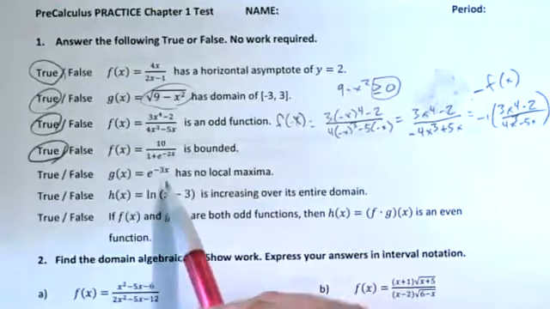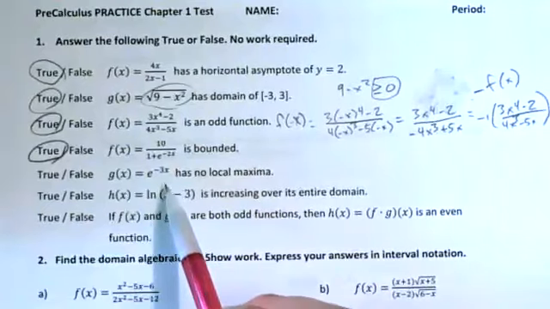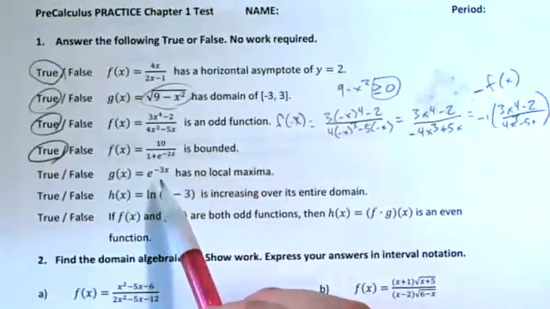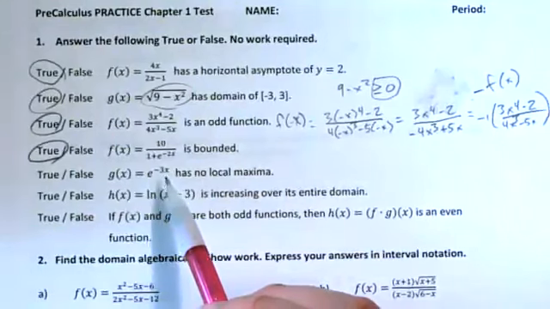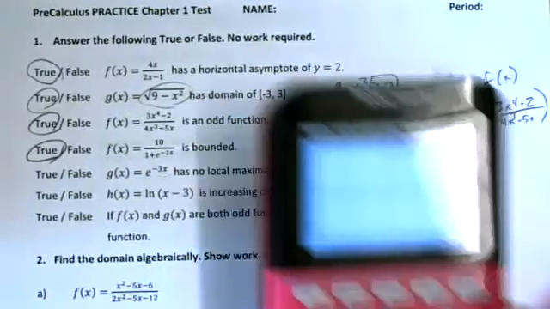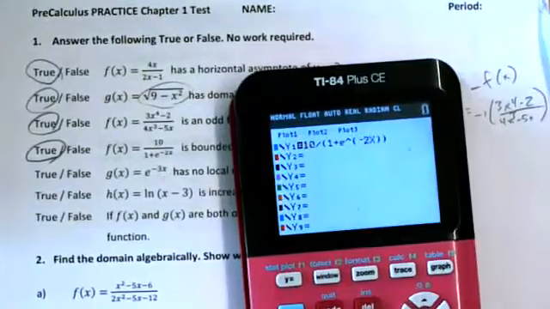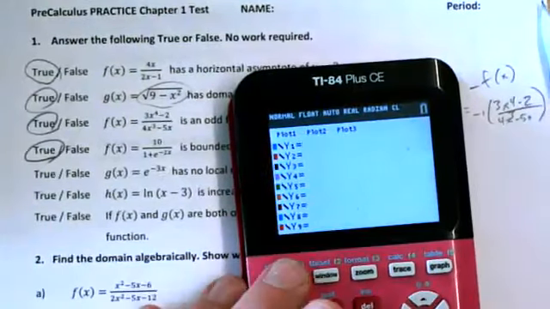e to the negative 3x has no local maxima. If I know that this is an exponential function, I know that this goes from 0 up to infinity. So I know that this would be true also because it doesn't top out anywhere. If I didn't know that, it'd be a simple matter of just plugging it into the calculator.